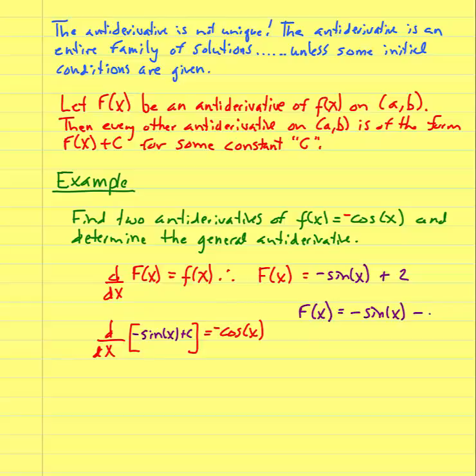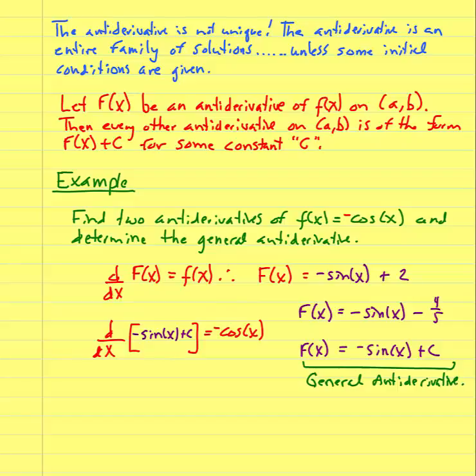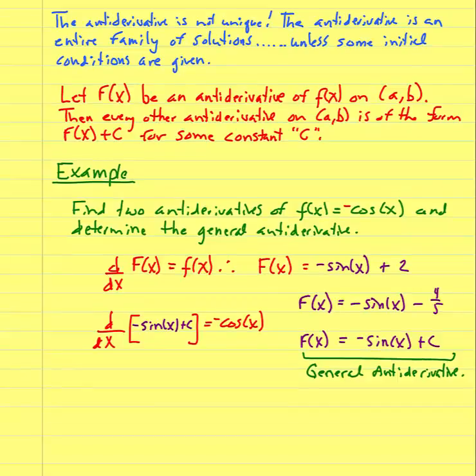Another one that would work is, let's say, minus 4/5. Could be any number here. So the general antiderivative is negative sine of x plus c. So what we have here are two generic antiderivatives, and then this piece right here is the general antiderivative. So the general antiderivative of the negative cosine of x is negative sine of x plus c.